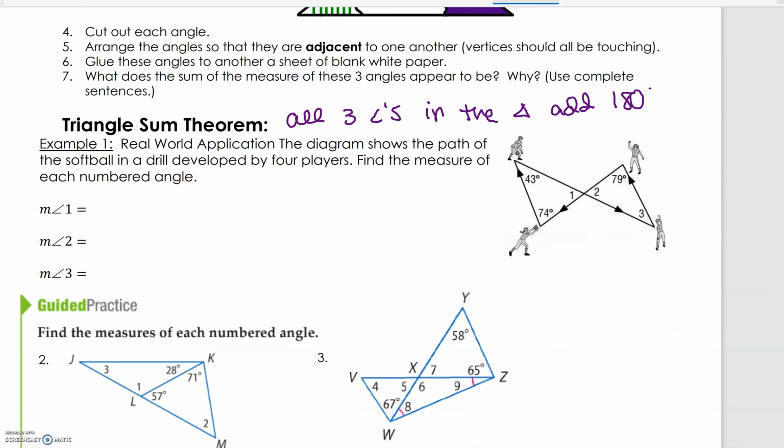So let's practice that. Here's a triangle right here, 43, 74, and 1. We don't know what 1 is, but we can find it by taking 180 minus 43 and minus 74 to figure out what would be left. And you would get 63. Angle 2 and 1 are vertical, so that would mean angle 2 would have to be 63 as well. And now that you know this one's 63, you can figure out what angle 3 is because all 3 of these have to add up to 180. So go ahead and pause and try that.